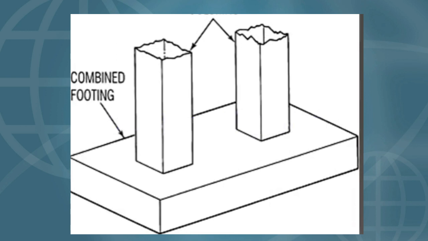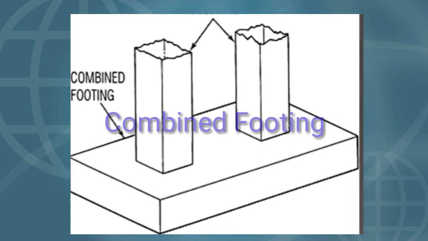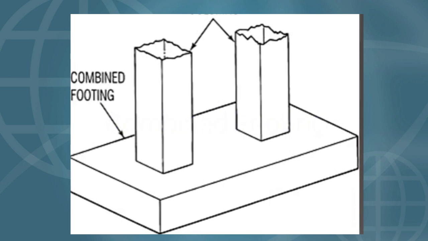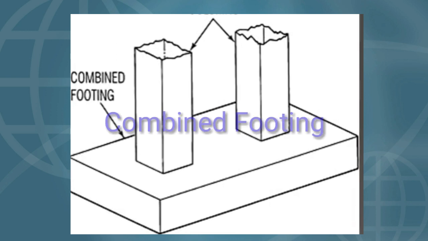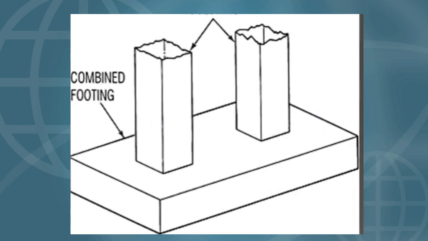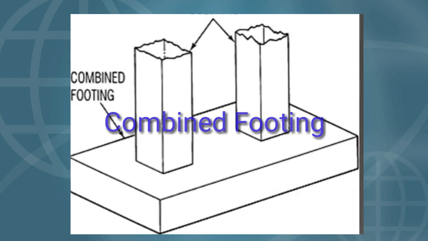Number 1 is when columns are very close to each other and their individual footings overlap. So in these situations we use combined footings. The second one is soil having low bearing capacity. The soil has low bearing capacity and requires more area under individual footings. So in this type of situation we use combined footings.